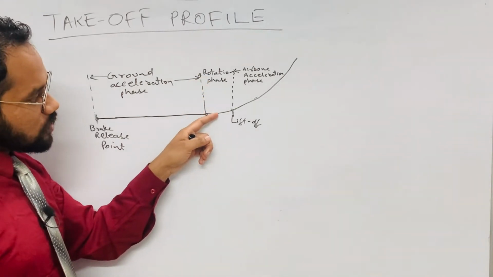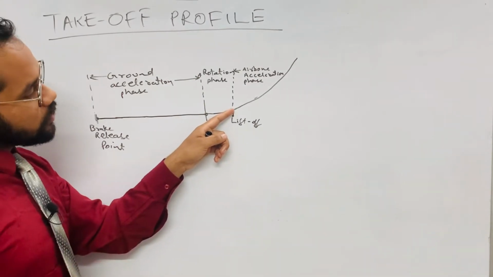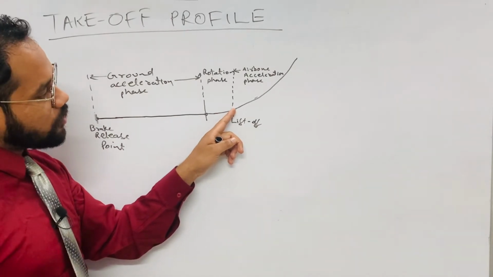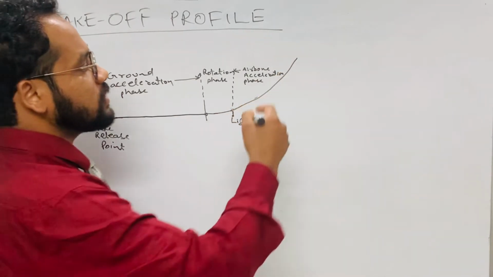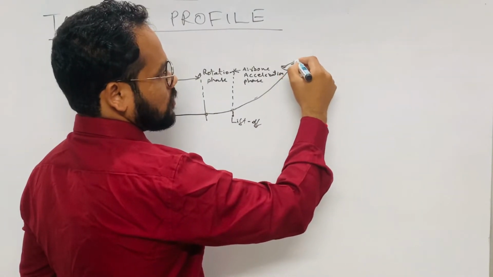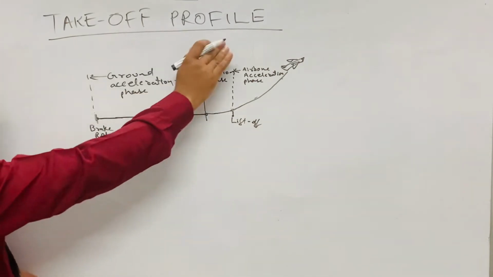So the rotation phase continues, and then comes a point where the aircraft leaves the ground. So when the aircraft leaves the ground, that is called a lift off. From this point onwards starts your airborne acceleration phase, and this is your aircraft. Hence this is called the takeoff profile.